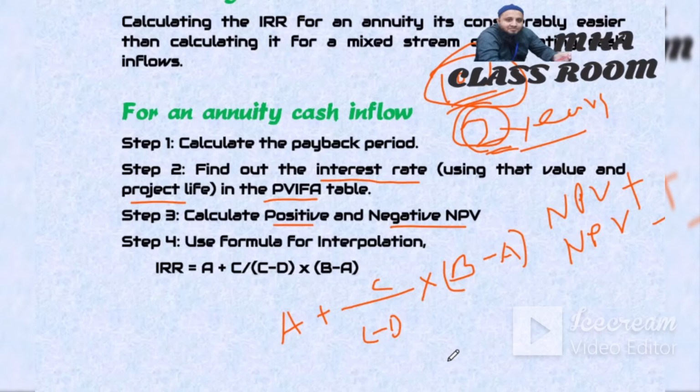So here there are two things: one is a positive NPV, another is a negative NPV. Whenever you find a positive NPV, then you have to search for a negative NPV. You can increase the discount rate. Whenever you have a positive NPV, you have to increase your discount rate by 5% or 10%. So this is how we calculate IRR for annuity cash inflows.